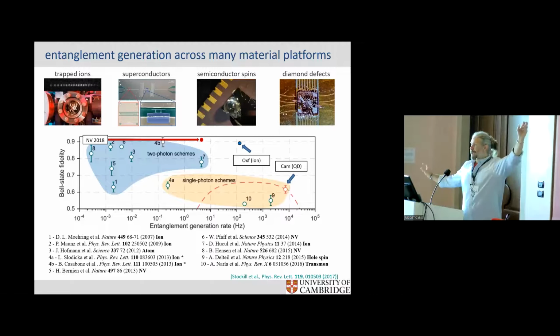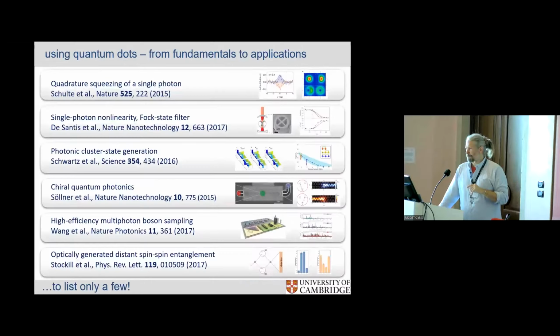So again, the two ends kind of highlight the spin being very good, optics not so, and the other end being photons being very good, the spin not so. That's the two ends. So there's just a few very random select of things achieved using the photonic qualities, the superior photonic qualities of quantum dots.